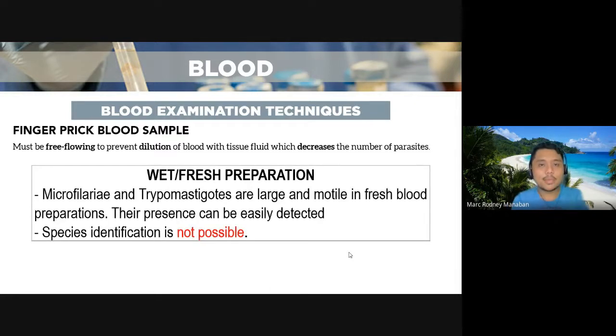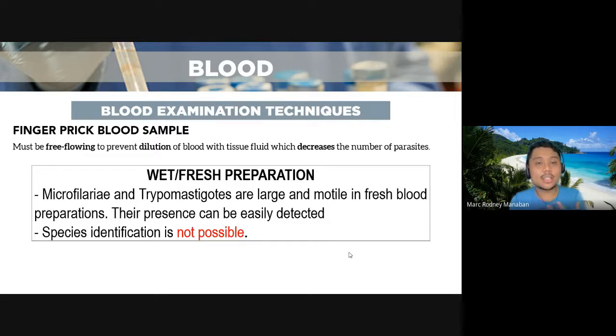Basically, one drop of blood from your finger prick sample is put on a slide and examined under the microscope right away. What you can see are motile trypomastigotes and microfilariae, the worms. They are really moving. But the disadvantage is you cannot identify them up to the species level because you don't see their nuclear structures or morphology that we use for identification.